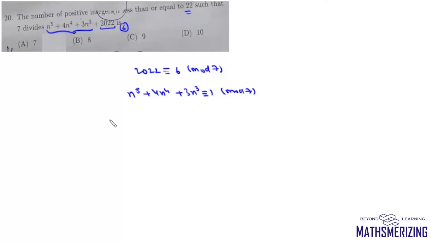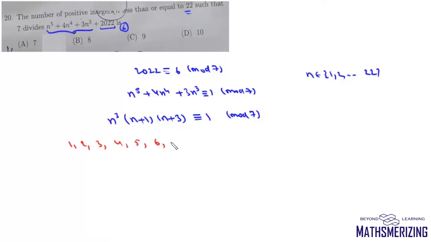it must be 1 modulo 7. Now we can write this as n cube, and this is n square plus 4n plus 3. So it will be simply n plus 1, n plus 3. It should be congruent 1 modulo 7. Now we are given the value of n that starts from 1 and goes all the way up to 22. Now what we'll do is we'll try and find the solution between 1 and 7. So the possible values are 1, 2, 3, 4, 5, 6 and 7.